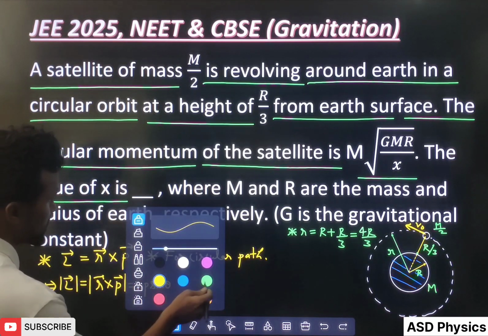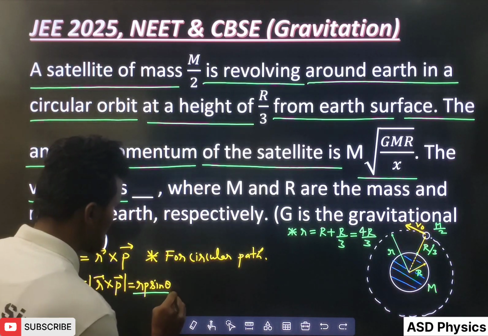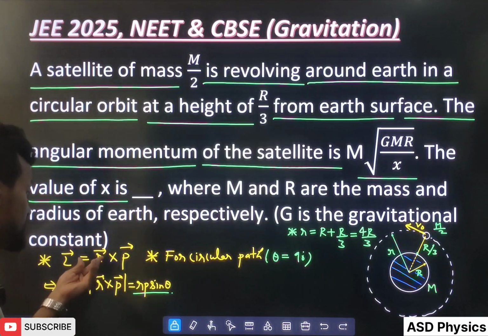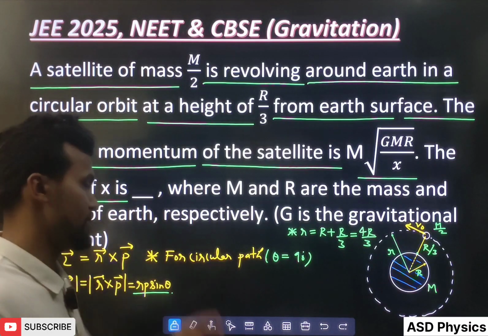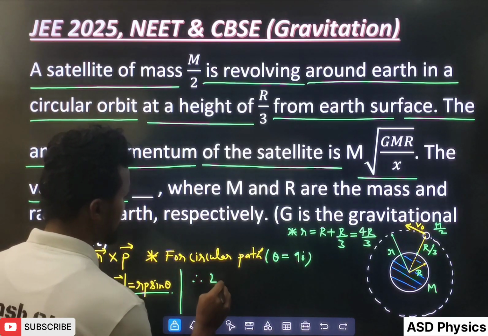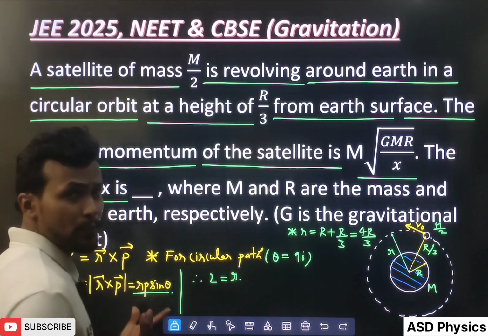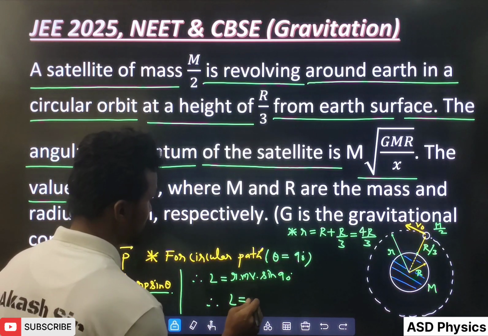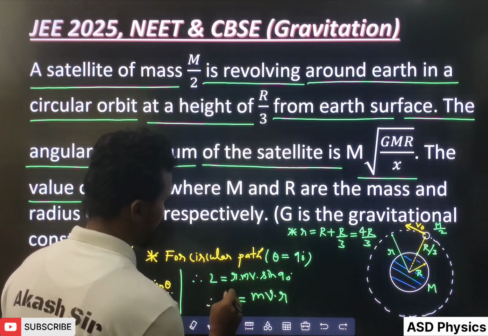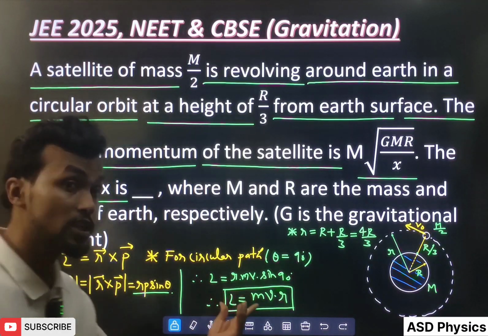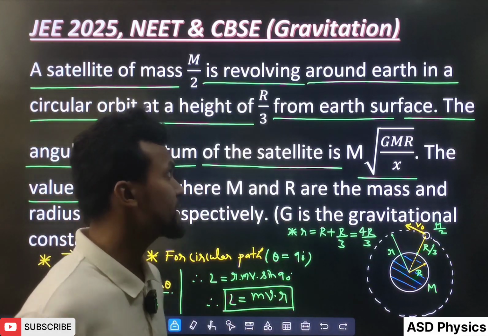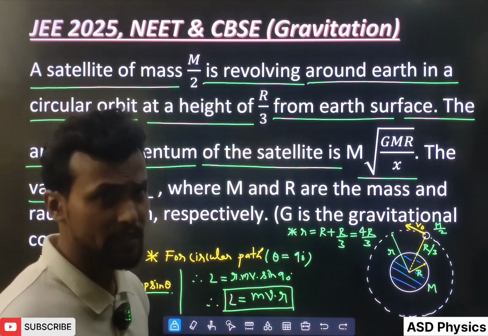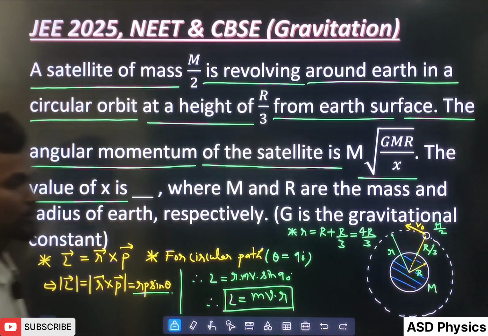But in a circular path, this theta will be 90 degrees. That means the angle between the position vector and linear momentum will always be 90 degrees. So hence L will be r times p, where p is the momentum, mv, times sine 90 degrees. So L is given by mvr. That is the formula of angular momentum for a circular path only. After that, the mass of the satellite is given, the speed we have to calculate, and r is 4r/3. So all these things we are going to use.